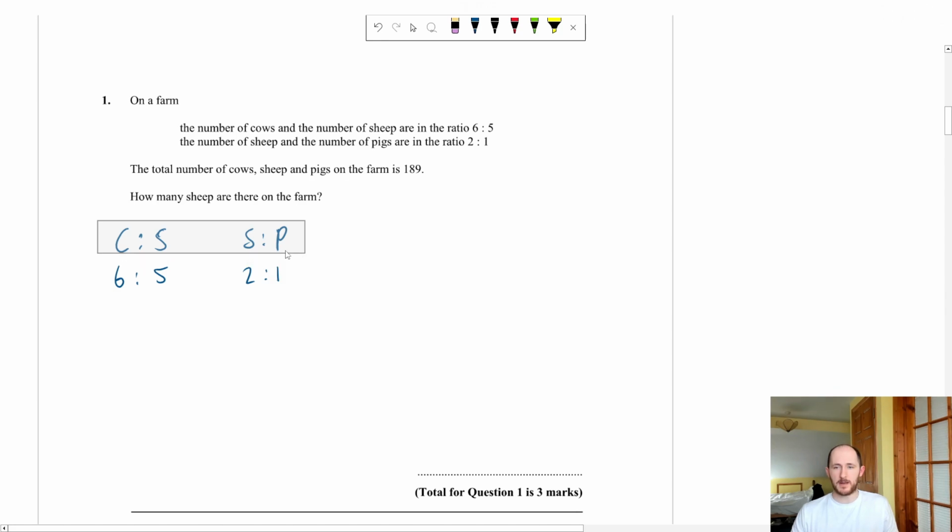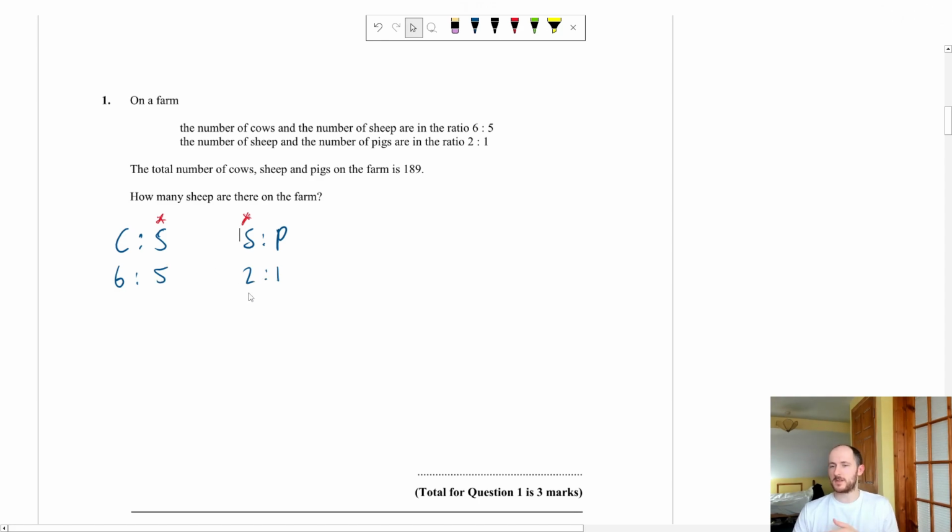So what you need to think about is, how do you combine ratios? Well, you need to ask yourself one question first. Do they have a letter in common? The answer is yes, they both have an S. So as you can see, this one has an S on the right hand side, this one has an S. Great. How do you actually combine them? Well, what you need to do is you need to make the number associated with them the same. So I need to make 5 and 2 the same.